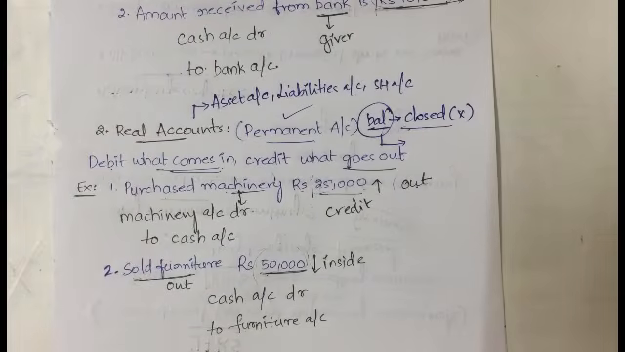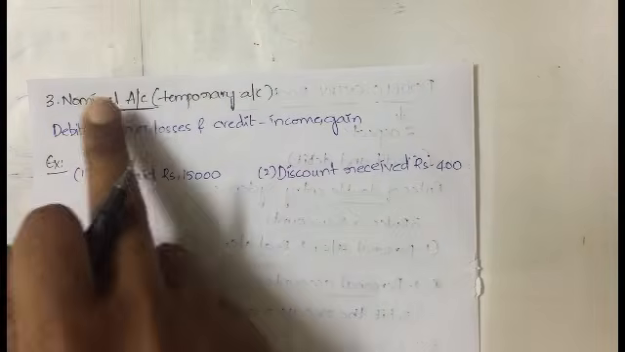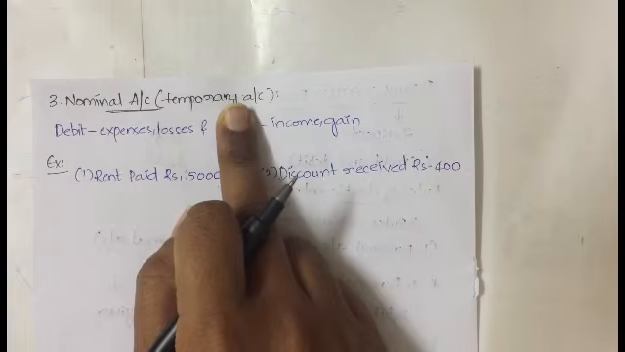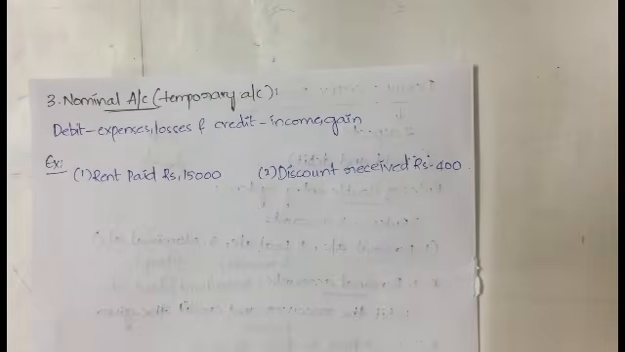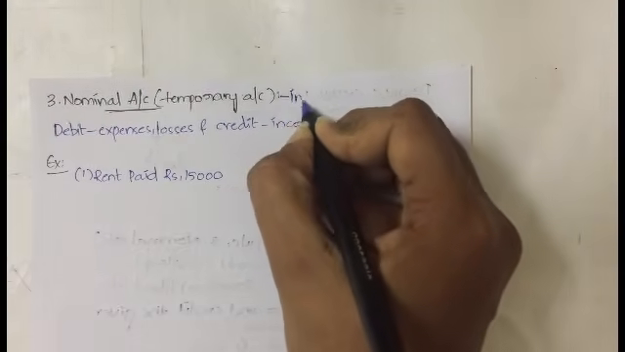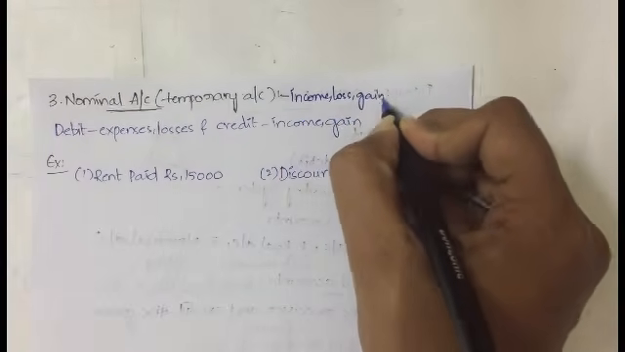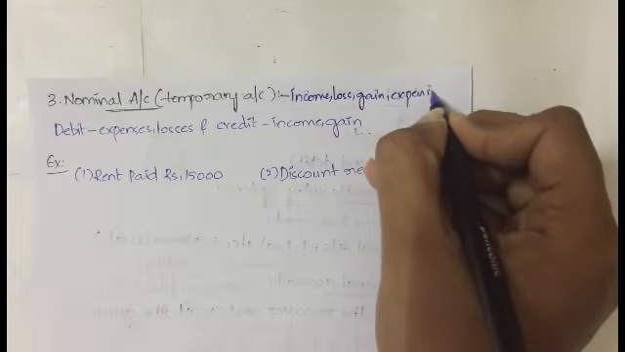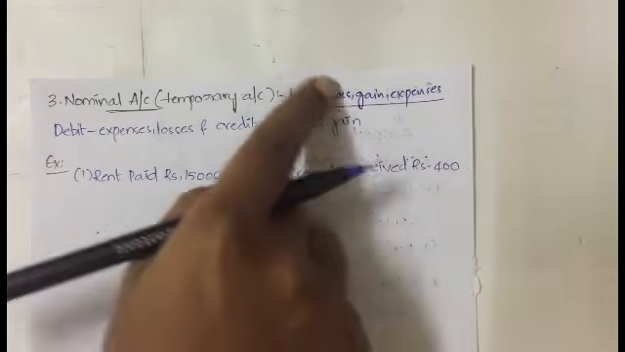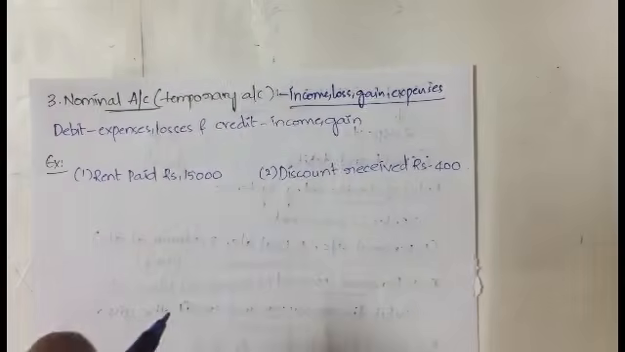Right, now let us go into the third type of account, which is a nominal account. Nominal account is also called a temporary account. The things that will come under the nominal account are your income, loss, gain, and your expenses. All these things will come under your nominal accounts, and these are the temporary accounts, right?